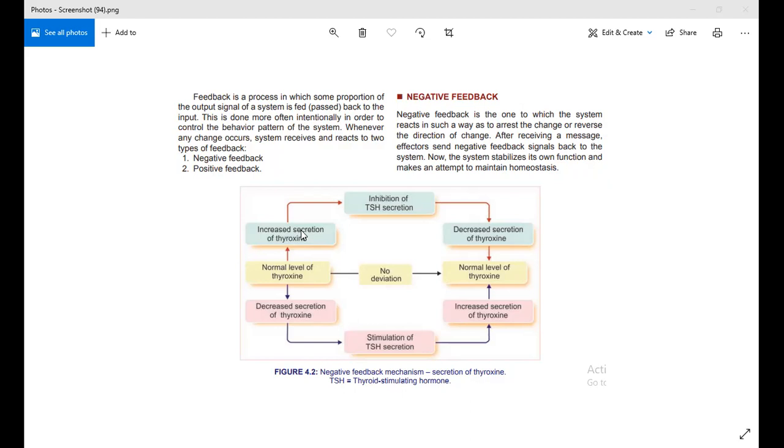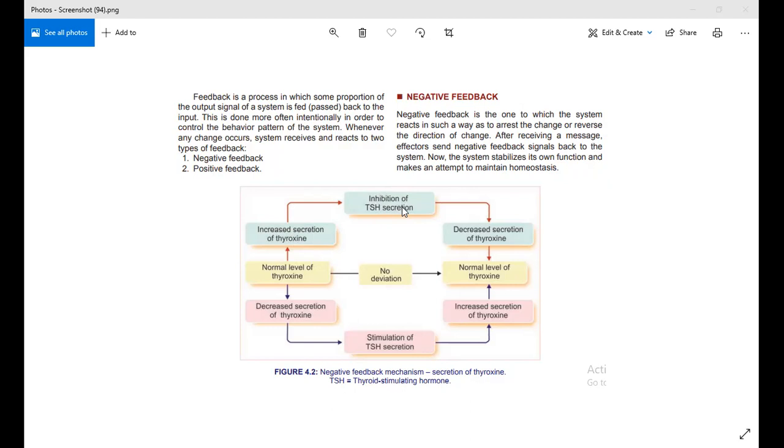You get? But what this picture is showing you is different. This picture is showing you how this thyroid stimulating hormone affects thyroxine secretion. So now we have a normal level of thyroxine. And then there was an increased secretion of thyroxine. What will happen? There will be an inhibition of thyroid stimulating hormone. Why? Because anytime there is high thyroxine in the blood, we don't need the TSH anymore because we already have high thyroxine. Okay, so there will be inhibition of thyroid stimulating hormone.